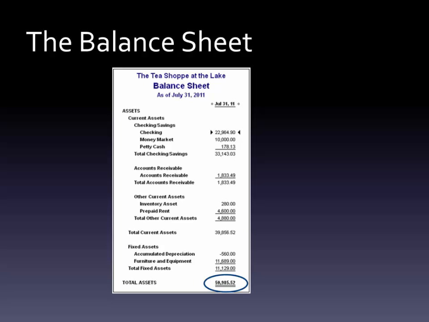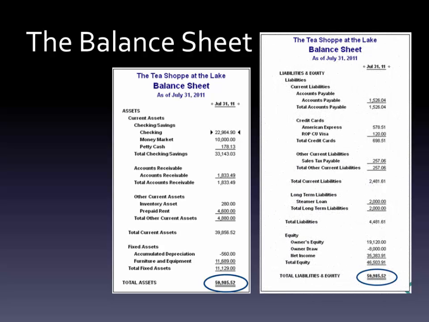All right. So we've got the assets. And it comes out with a total on assets. Accounts receivables gives us other current assets with a total of $39,858.22 of assets. Then we have our fixed assets of $11,000. So our total assets come out to $50,000. I think it's $985.52. The other piece of this balance sheet is the liabilities and the equity.